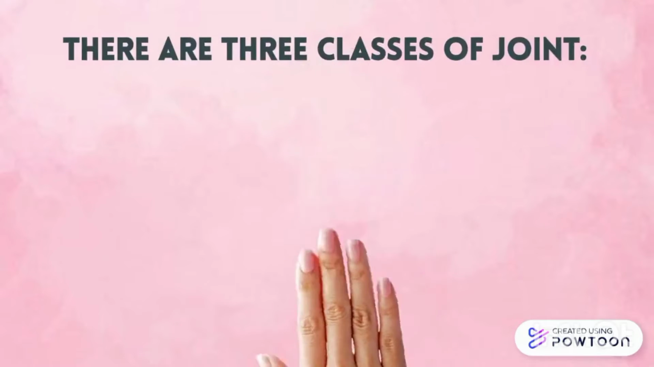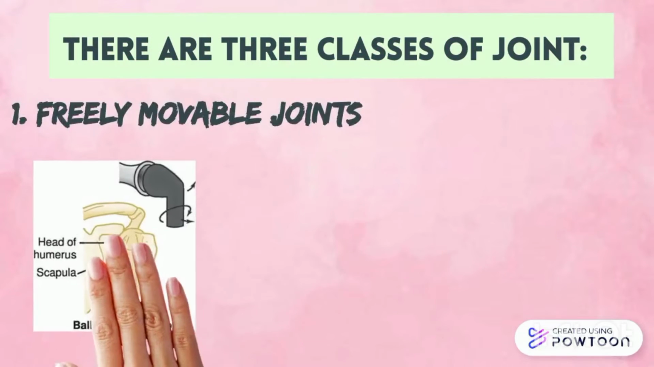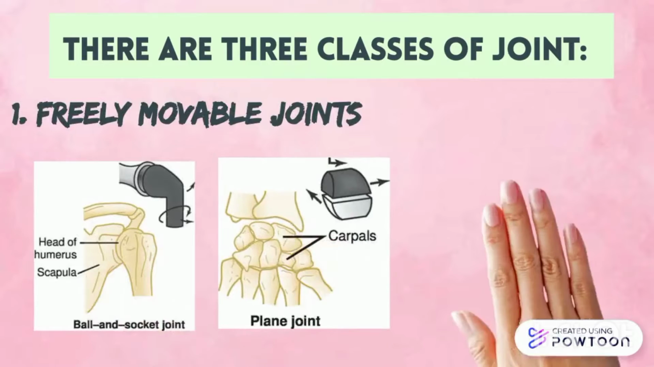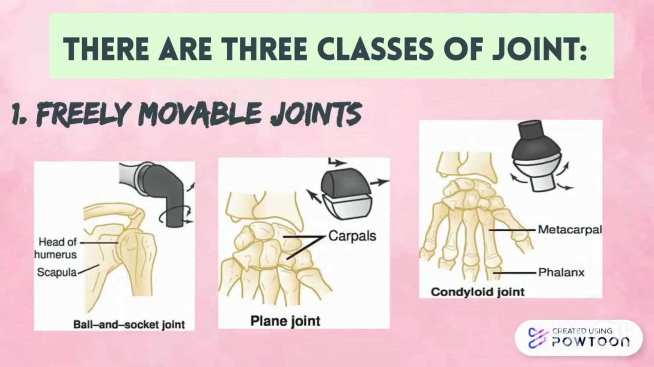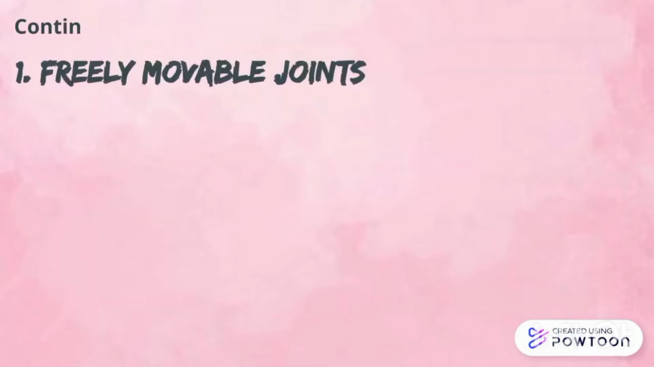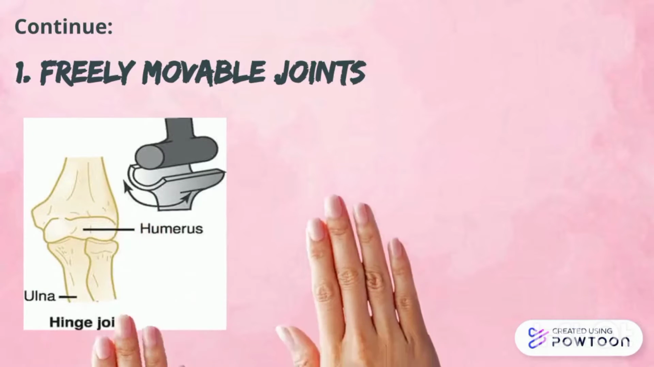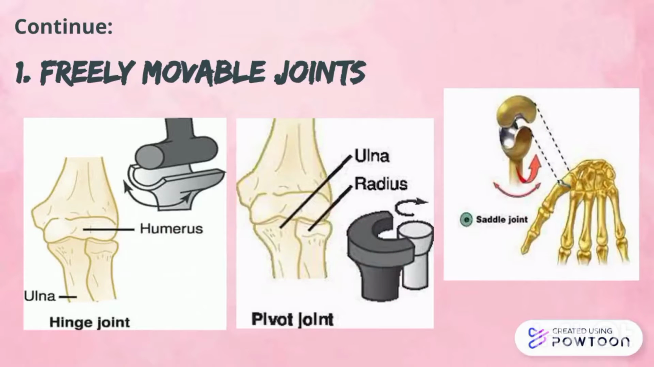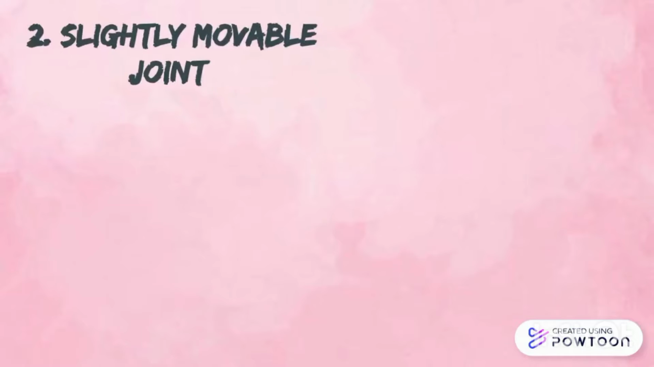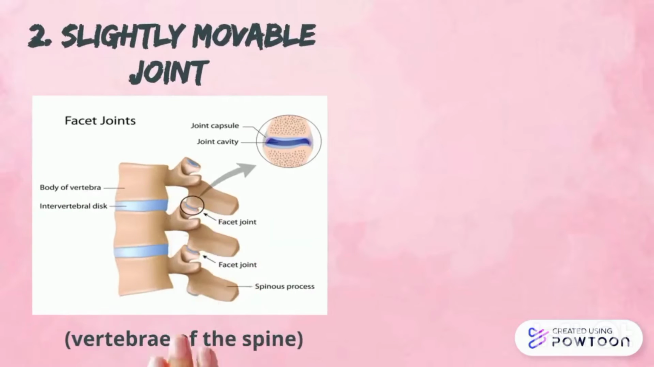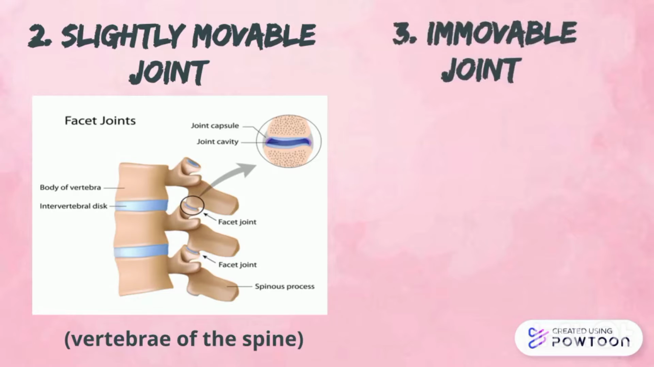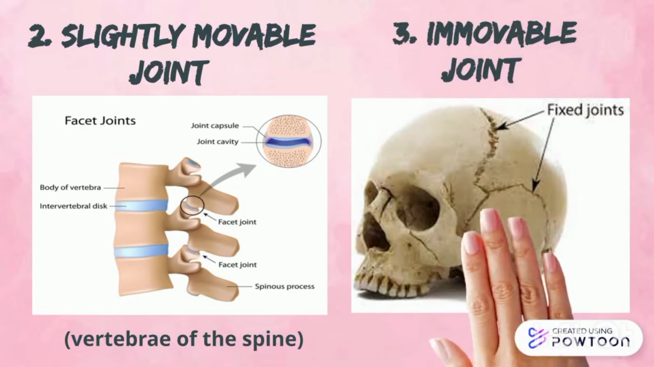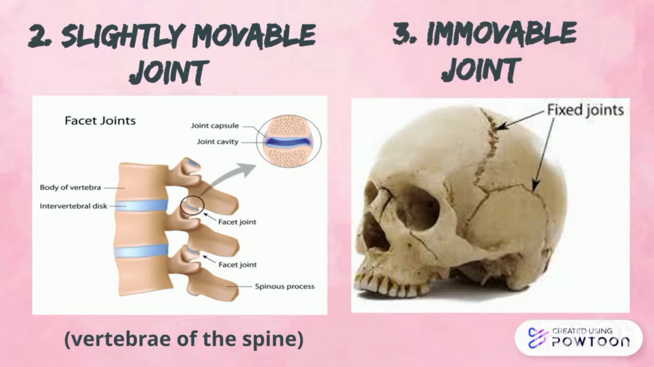There are three classes of joint. First, freely movable joints, which are ball and socket joint, plain joint, and condyle joint. Other freely movable joints are hinge joint, pivot joint, and saddle joint. Second class of joint is slightly movable joint that can be found in vertebrae of the spine, and third class of the joint is immovable joint, or sutures, found between the bones of the skull.